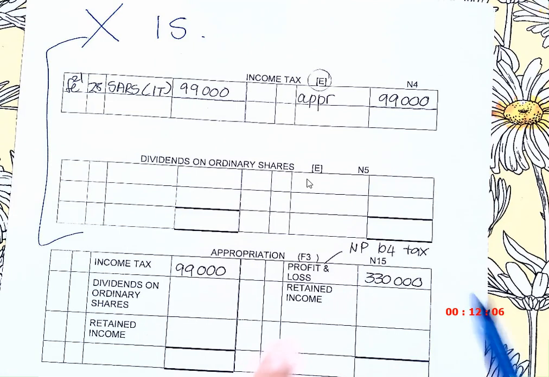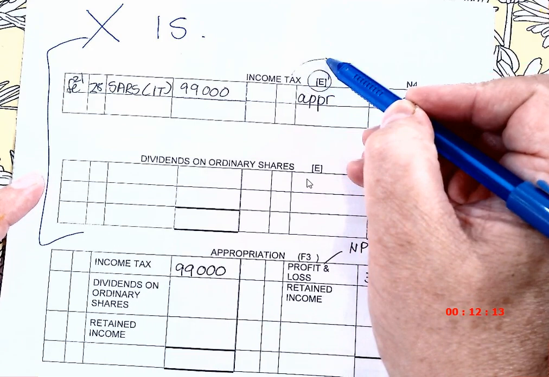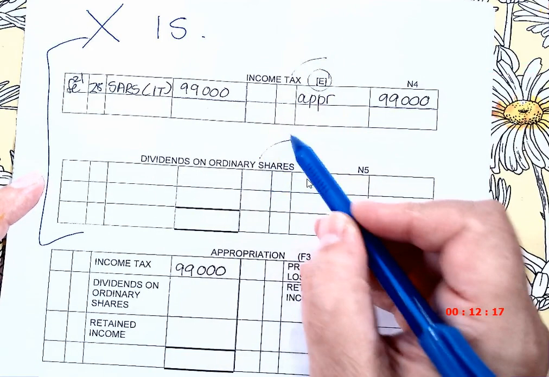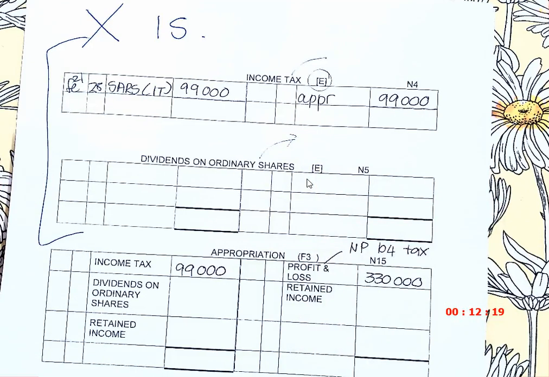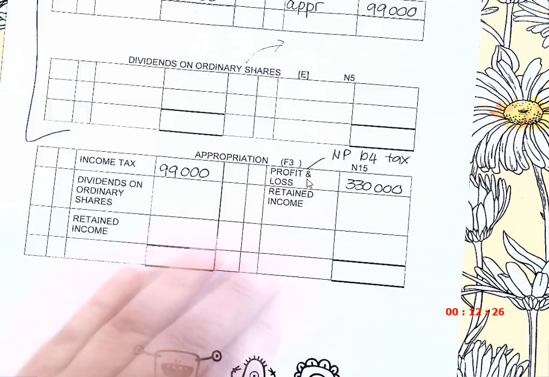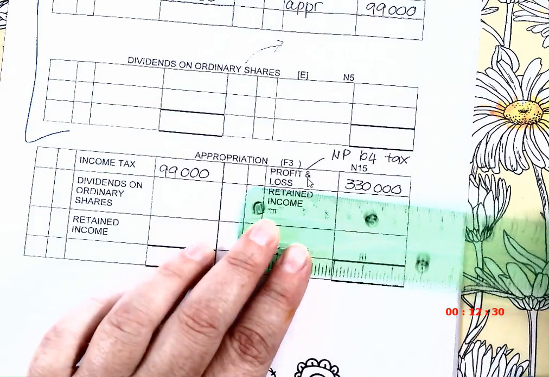Okay. So this is the part that goes off the net profit. Right? This is the part that goes off the net profit after tax. Does that make sense? Okay, let me explain. If I look at my appropriation T account, you will see here. Let me just close that retained income there.